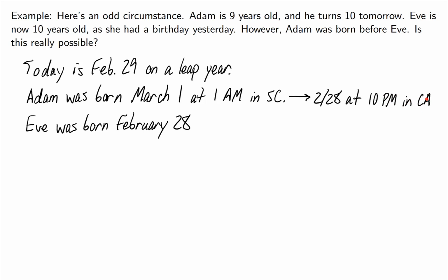So then Eve was born February 28th. We'll just say she was born at 11 p.m. in California, which makes Adam older. Notice that is March 1st at 2 a.m. in South Carolina. And this solves the problem. Adam was born March 1st in South Carolina, but over in California, it was still February 28th. So Eve has a birthday before Adam's, even though Adam is older.